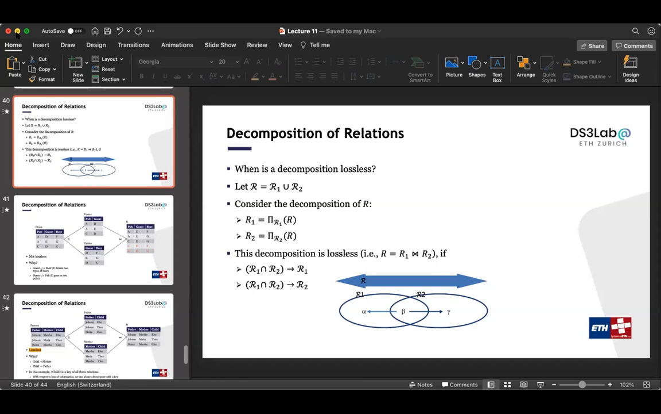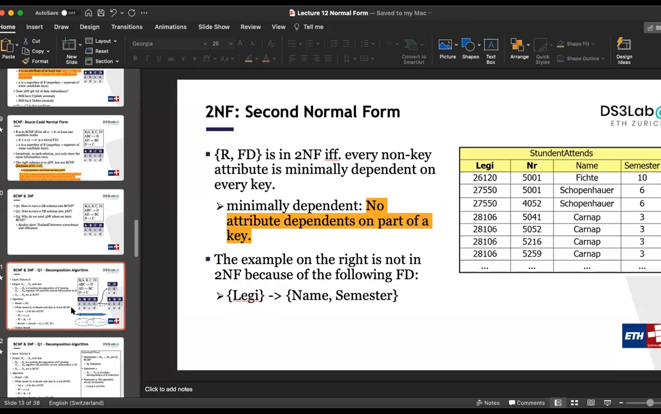Can you see this PowerPoint file, lecture 12? No, I can only see 11 right now. Okay, I'm going to stop it and do it again.